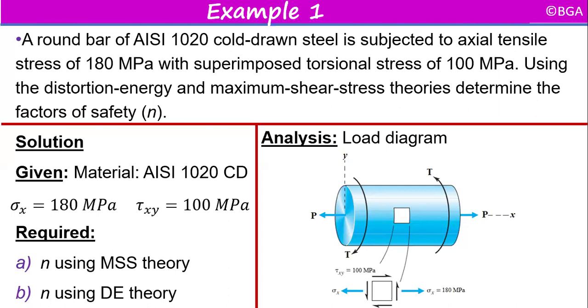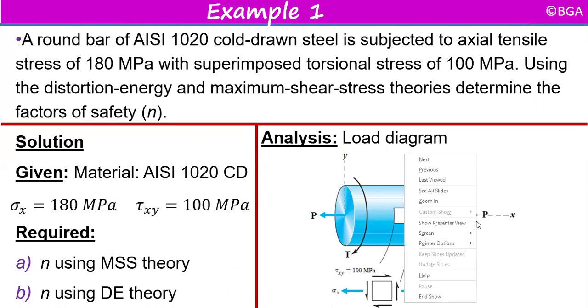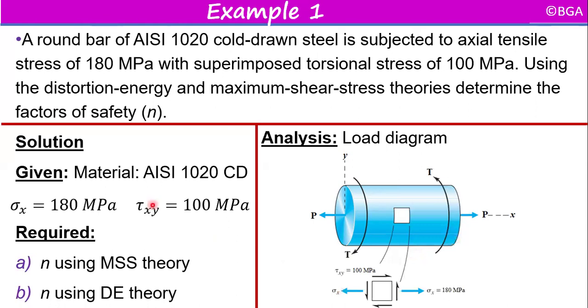we are given a bar which is subjected to an axial load P and a twisting load T. This axial load creates a tensile stress of 180 megapascal, and this twisting load creates a stress of 100 megapascal. So, given these things, we are required to find out the factor of safety for the bar using MSS and DE or von Mises theory.